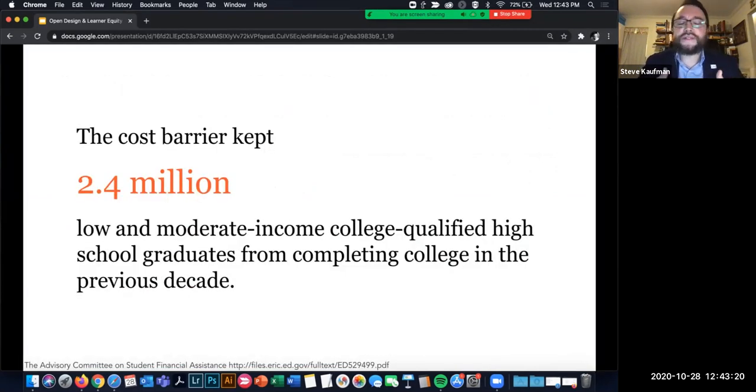So I want you to think about this. The cost barrier has kept 2.4 million, this is a US Department of Education study from a few years ago, 2.4 million low and moderate income college qualified high school graduates from completing college in the previous decade.